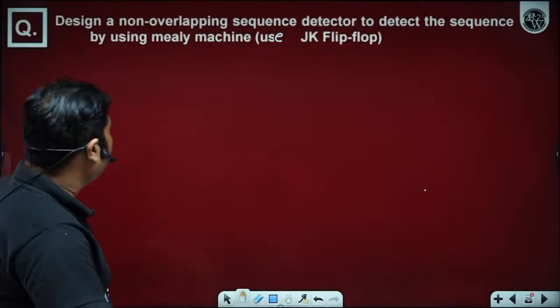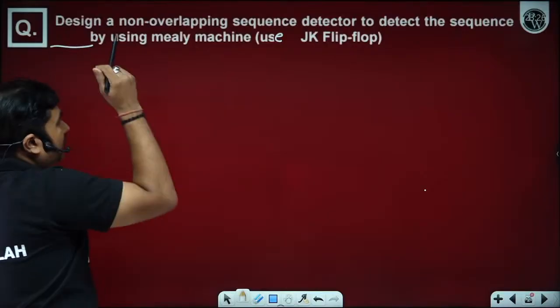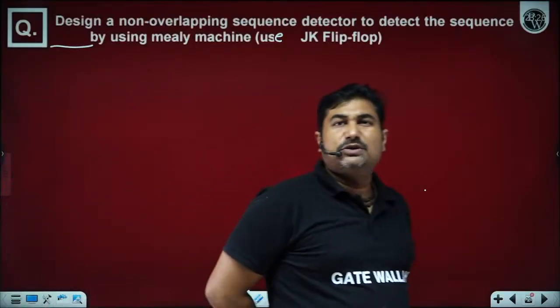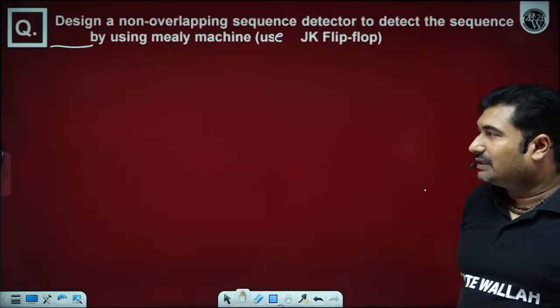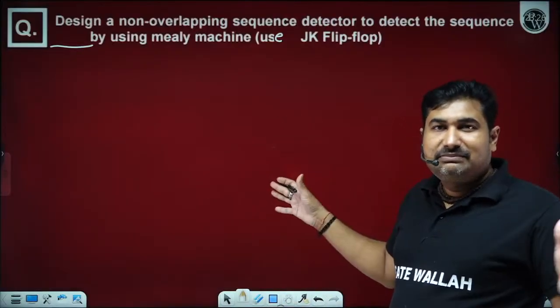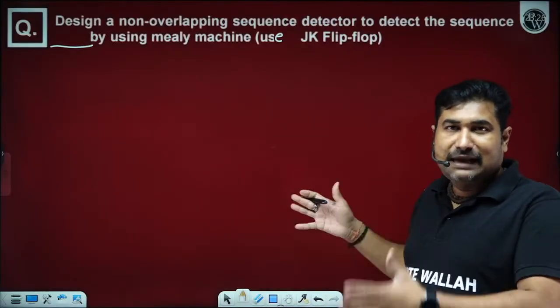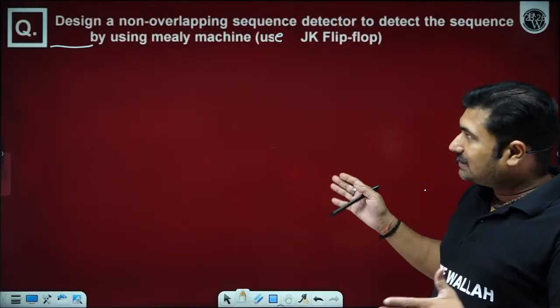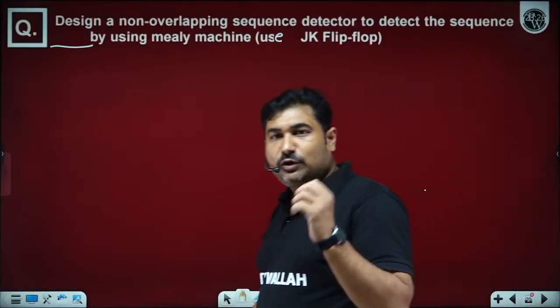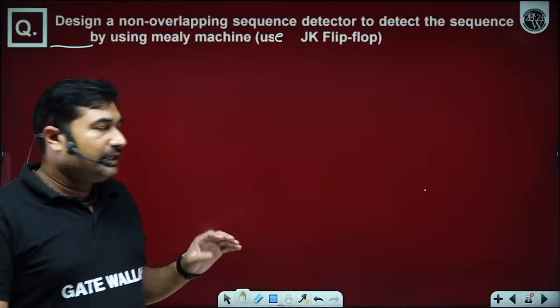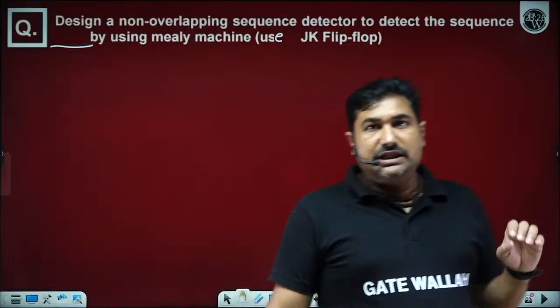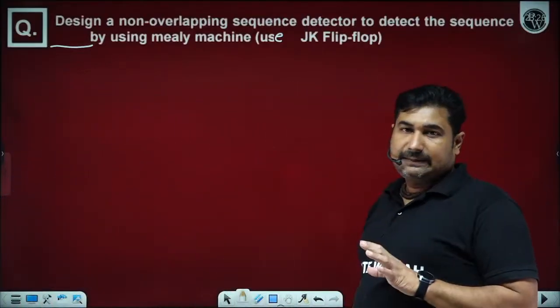So please let me know any 4-bit sequence. I am using 4 bits because otherwise it will become a very big circuit, with a lot of calculations going on. So just let me know any 4-bit sequence detector, whatever you want to design.